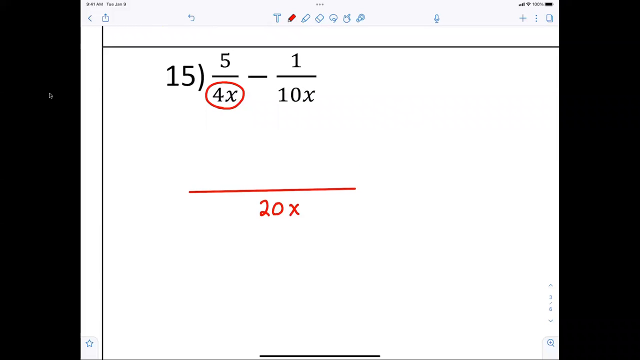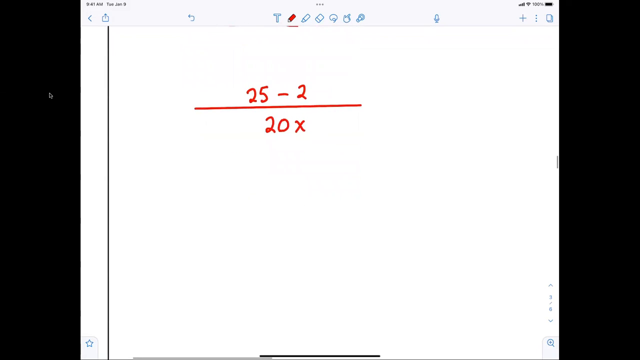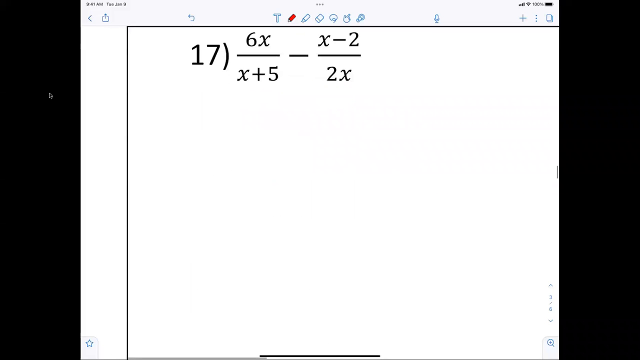So how do I make it 20x? Multiply it by 5. If I multiply by 5, I have to multiply the top by 5, which makes that what? 25. Now I multiply the second fraction by what? 2. So multiply the top and bottom by 2. So that's just going to be 25 minus what? 23 over 20. And so he is correct. 23 over 20x. And again, there's nothing there to reduce. Any questions?